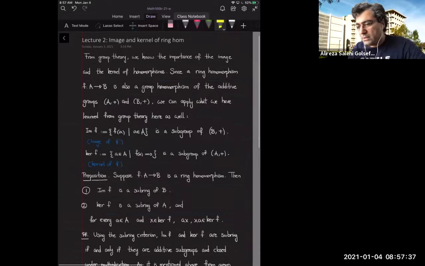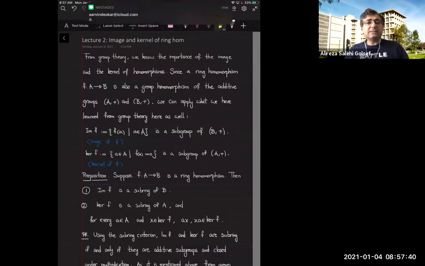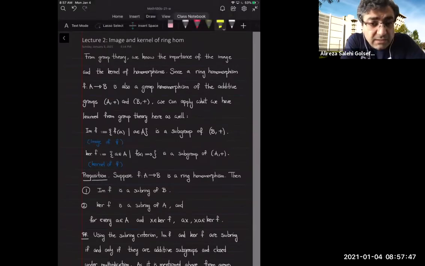Okay, so next I want to discuss the image and kernel of a ring homomorphism. We've seen that in group theory, these are important concepts for group homomorphisms. In fact, you've learned about isomorphism theorems in group theory, and we will do the same in ring theory. But let's start with basic properties of the image and kernel of a ring homomorphism.